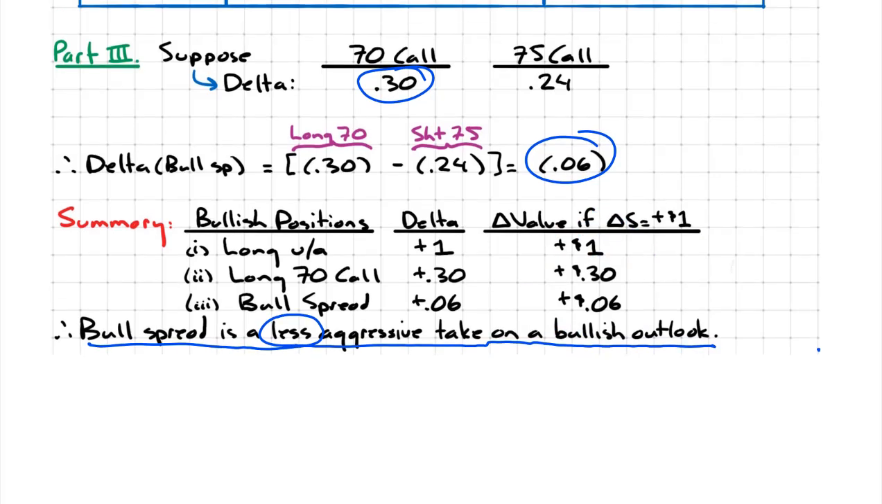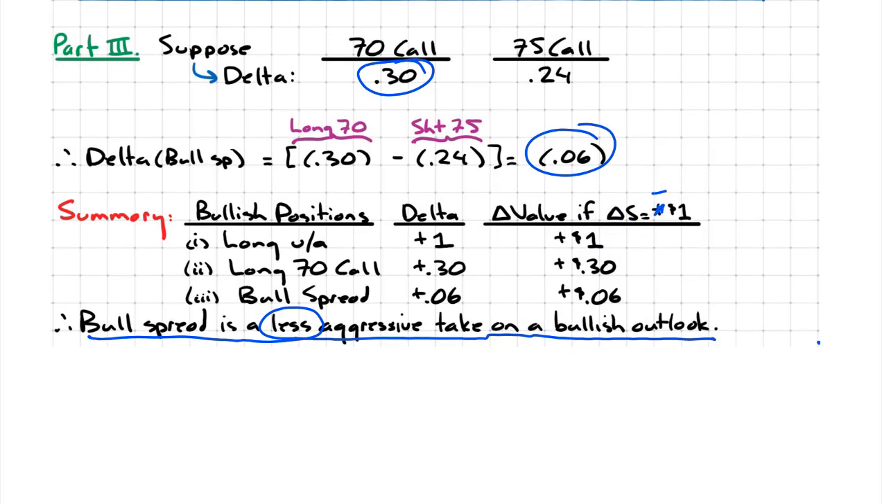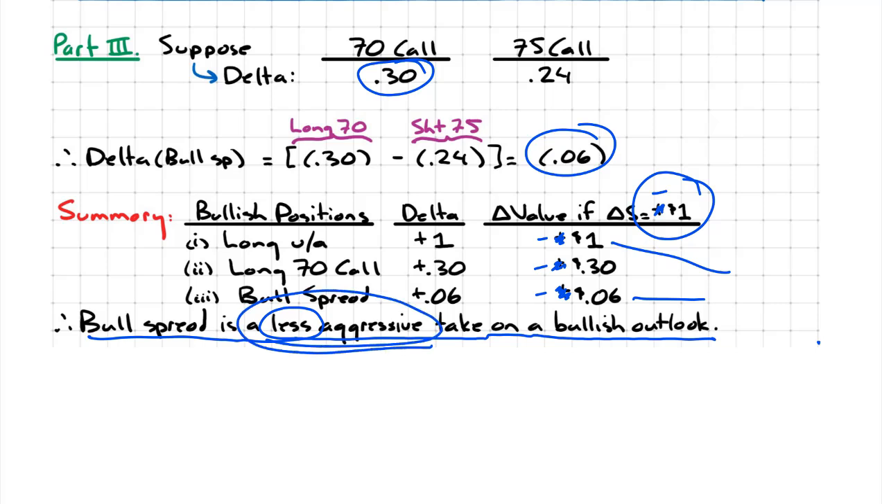Because, ladies and gentlemen, let me show you something. That makes all the difference now. Because what if the price of the underlying asset drops? Then this would lose more, but this would lose less. And that's why I keep referring to the bull spread as a less aggressive, bullish outlook.